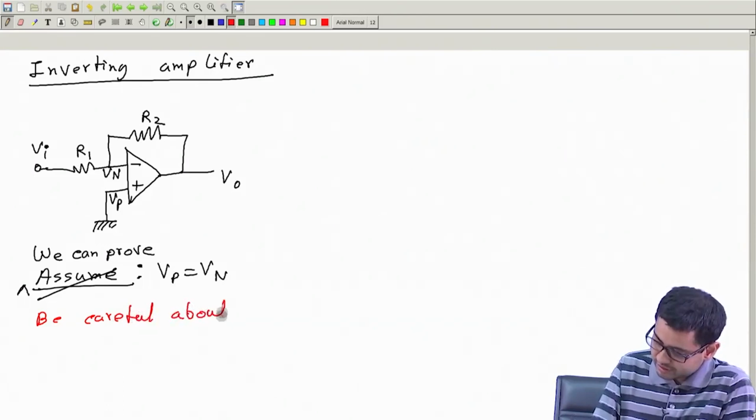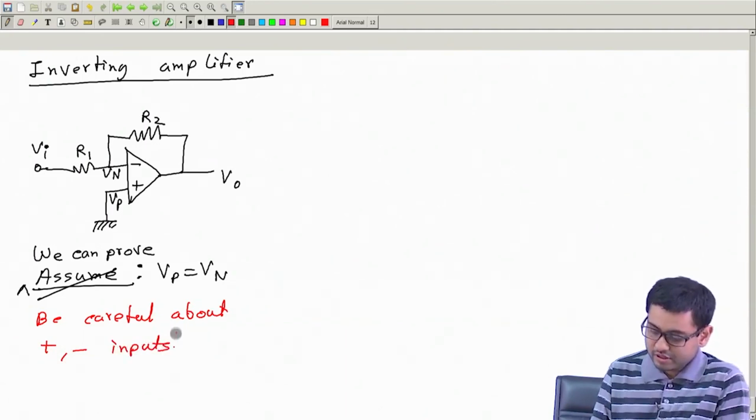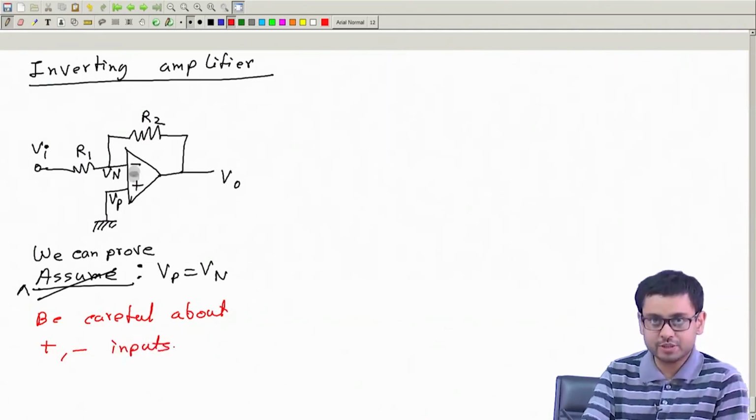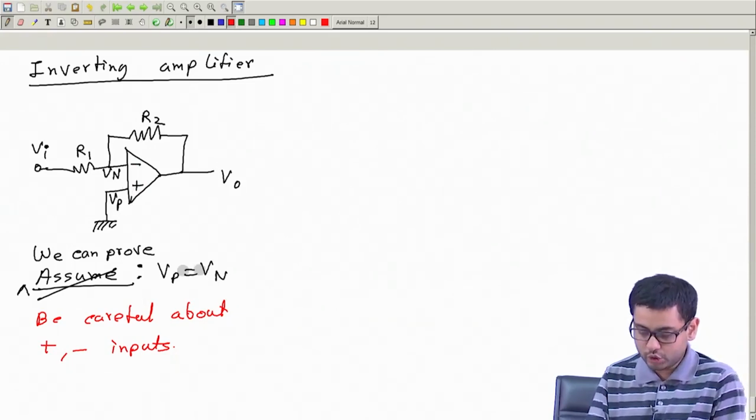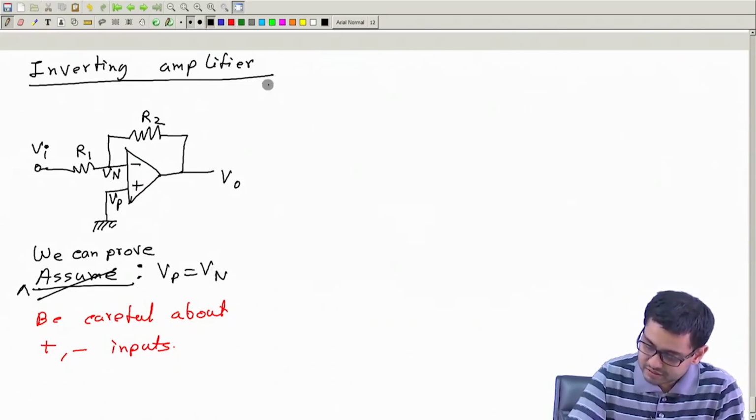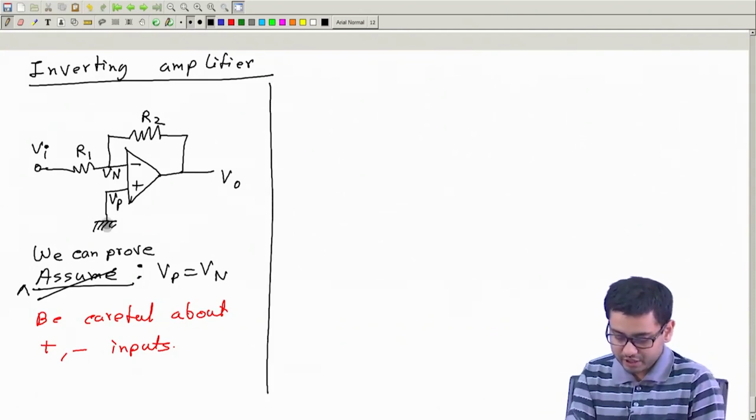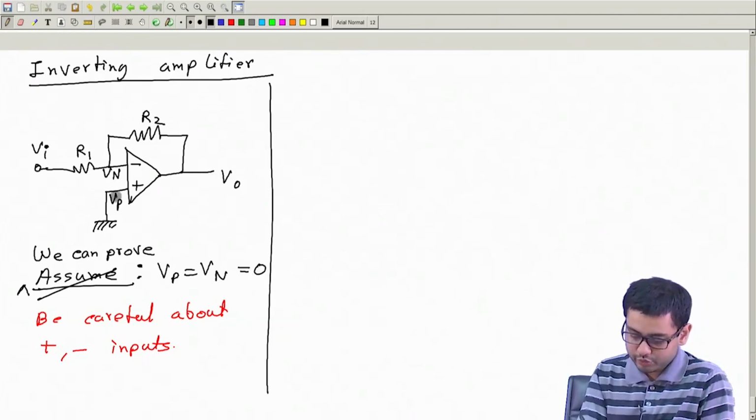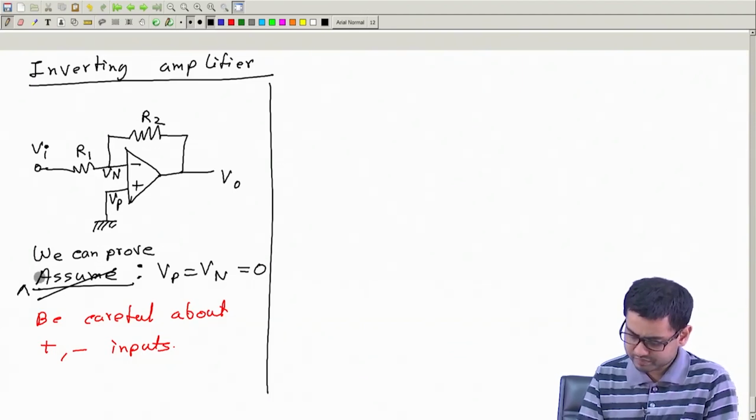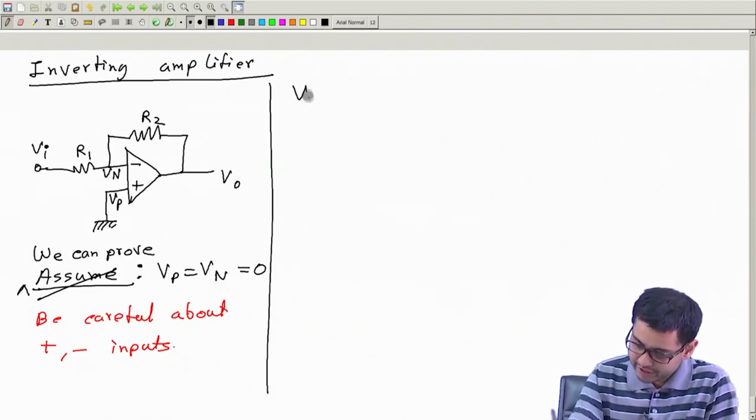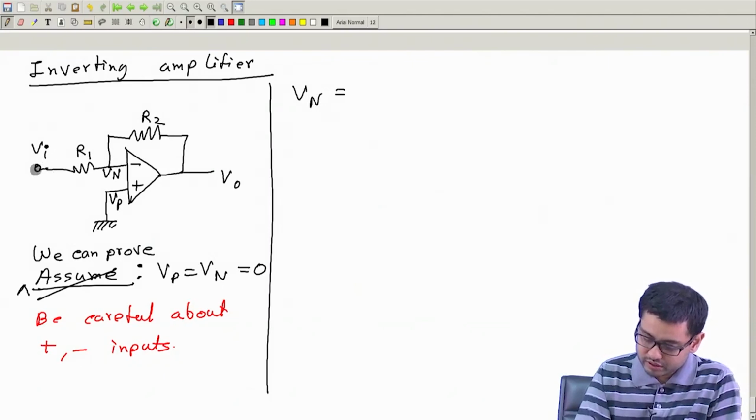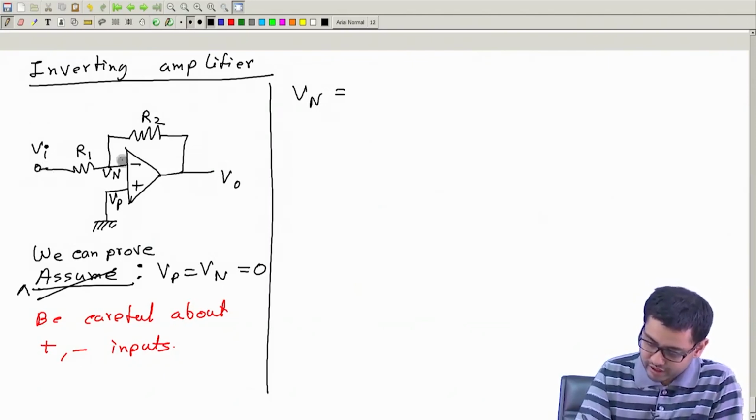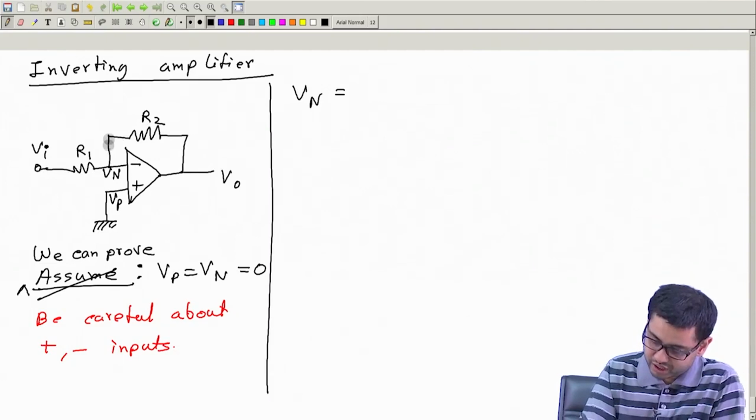about plus minus inputs. With this proper plus minus inputs, this is true, Vp equal to Vn, and then what can we say? So Vp is 0. Okay. Vp is 0, so Vn is also 0, and if so, but we can also write Vn is nothing but equal to some sort of average of Vi and Vo with an analysis from this part.